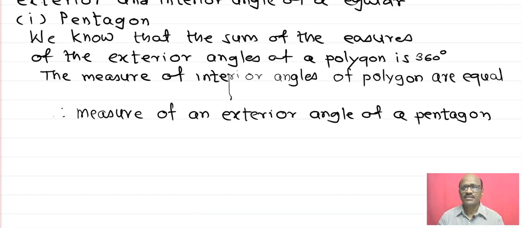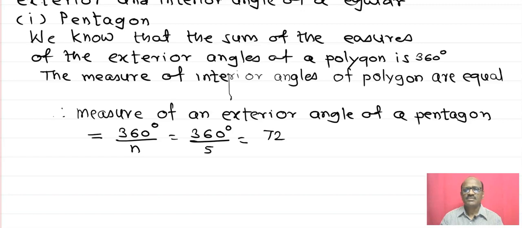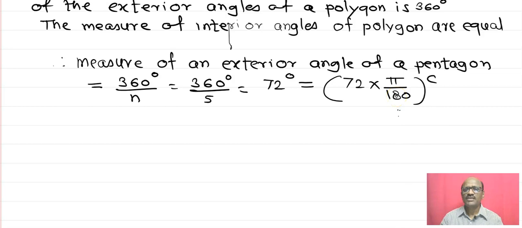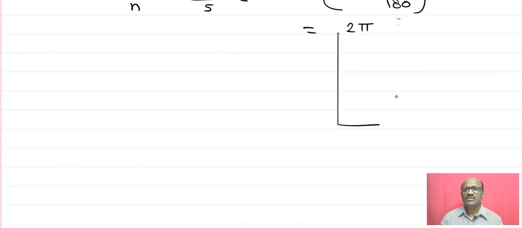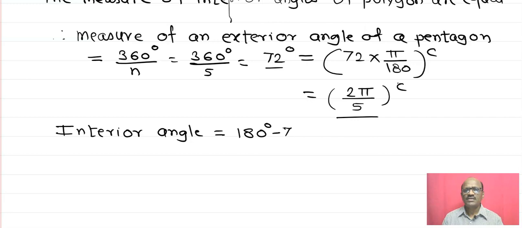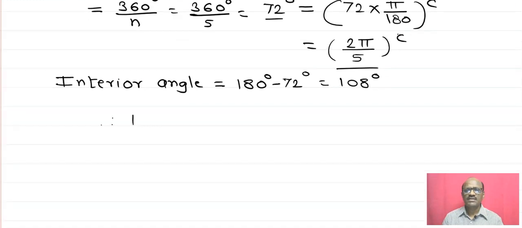Now we are taking the pentagon. That is 360 upon 5, n being 5, and that comes to 72 degree. Convert this 72 degree into radian: 72 into pi upon 180, and that comes to 2 pi by 5 radian. Therefore, the interior angle is 180 minus 72 degree, that is 108 degree. These are the interior angles.